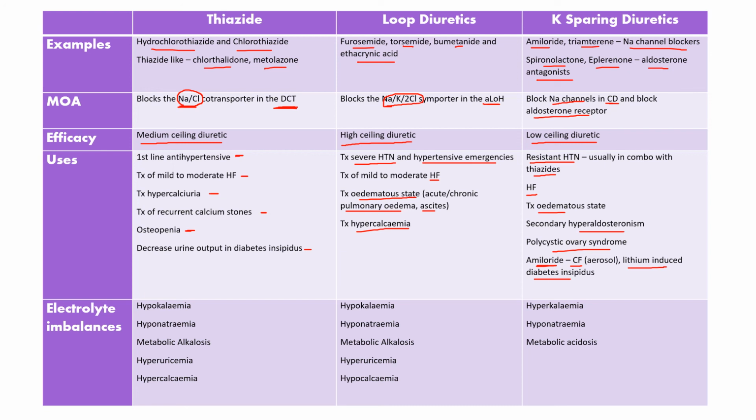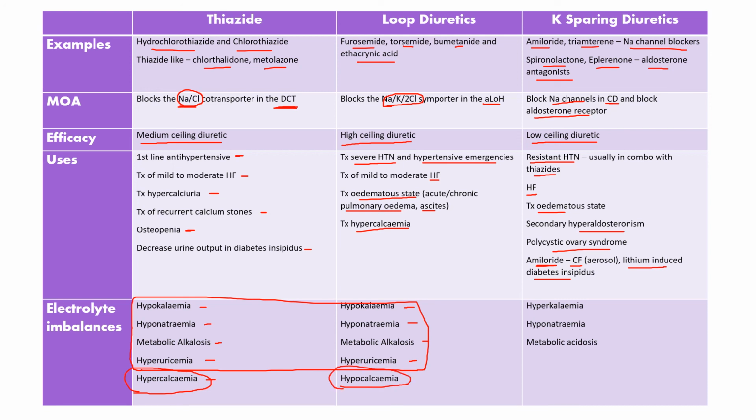So the electrolyte imbalances. Thiazides create hypokalemia, hyponatremia, metabolic alkalosis, hyperuricemia, so that's high uric acid in the body, and hypercalcemia. So loop diuretics, they also create hypokalemia, hyponatremia, metabolic acidosis, and hyperuricemia. So if you notice, the first four are the same, okay? The only difference is thiazides, they create hypercalcemia, whereas loop diuretics, they create hypocalcemia, okay?